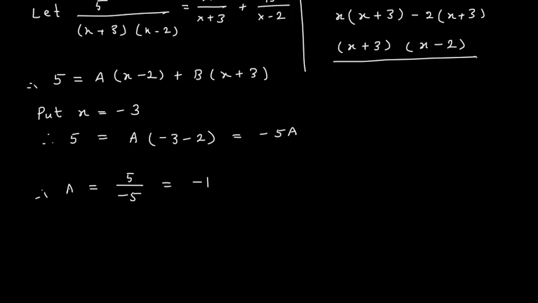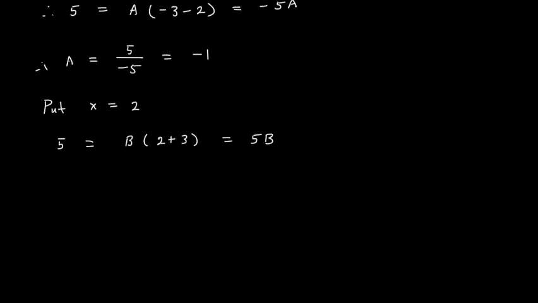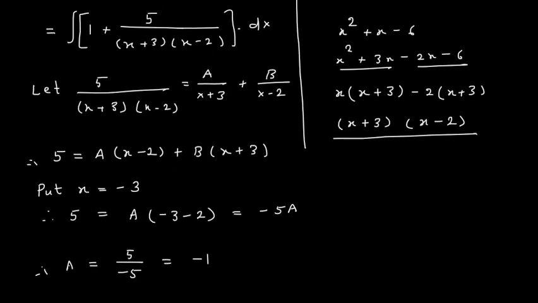Now I have to get the value of b. For that we will put x equal to 2. After putting x equal to 2, the a term will go to 0 and I have b into 2 plus 3. So 2 plus 3 is 5. So it is 5b. From here I will get the value of b as 5 upon 5, which gives me 1. So I get a as minus 1 and b as plus 1.